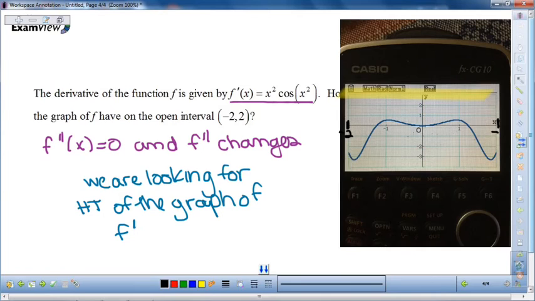So the horizontal tangents occur here. That's 2, 3, 4, 5. That is when the second derivative is going to equal 0. So this particular function has 5 points of inflection.